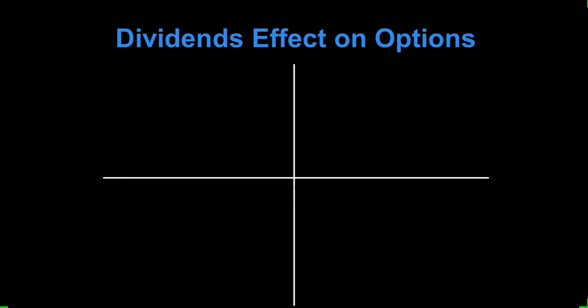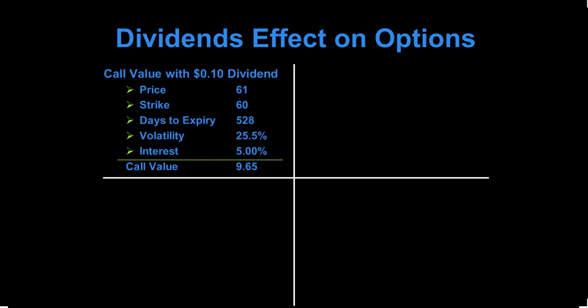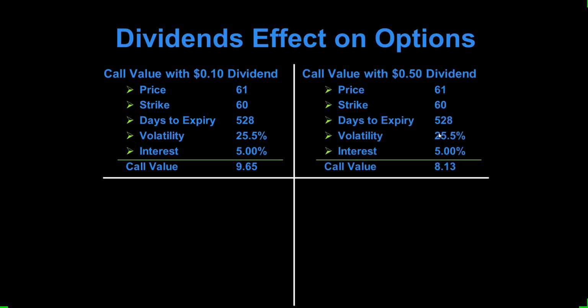Now, you do not have rights to dividends owning the option contracts. So as an example, a call value with a 10-cent dividend is, say, you plug this into a pricing model, and I did this. Use price at 61, 520 days out, long way to go. Call value is 9.65. You increase the dividend to 50 cents, the call value drops based on the pricing model. That's how it works. So the call value is actually reduced a pretty good bit by a dividend, especially if you're holding it pretty far away from expiry.